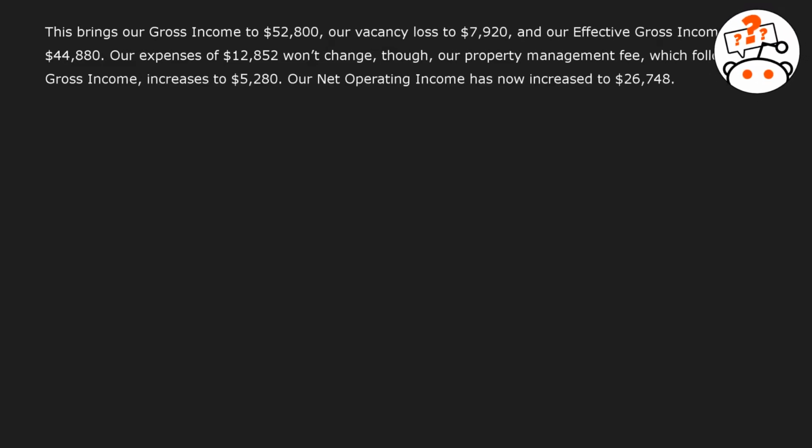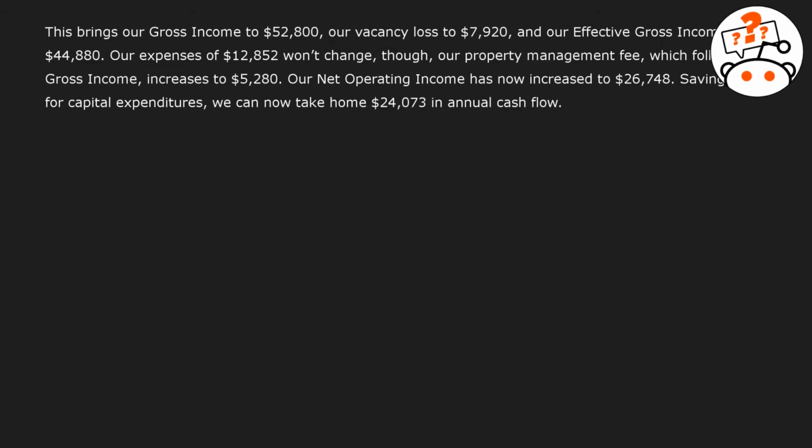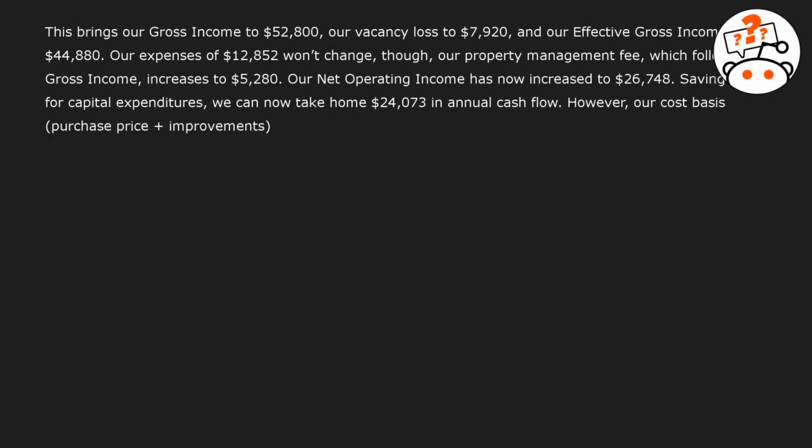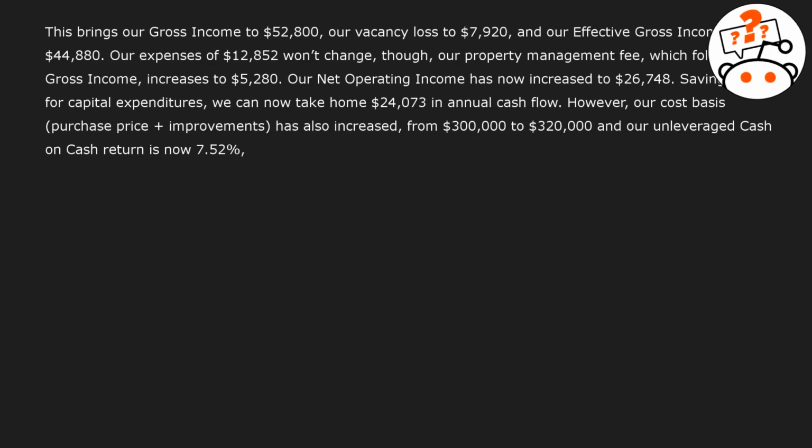Our net operating income has now increased to $26,748. Saving 10% for capital expenditures, we can now take home $24,073 in annual cash flow. However, our cost basis, purchase price and improvements, has also increased, from $300,000 to $320,000, and our unleveraged cash-on-cash return is now 7.52%, up from 5.86%.